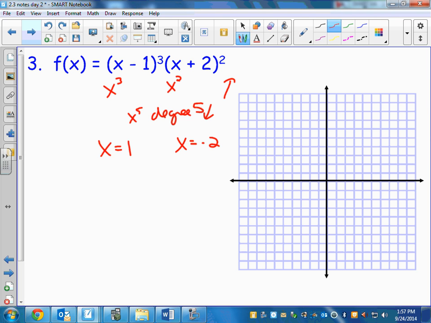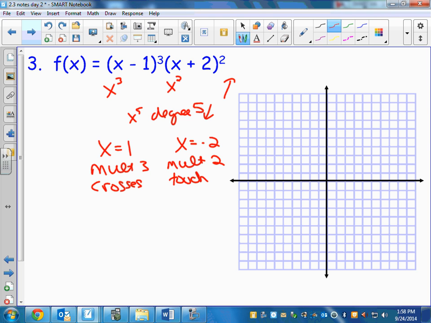Multiplicity. Multiplicity is the power that's up here. So since there's a 3 there, I know there's a multiplicity of 3. What does that tell me? It tells me that when it crosses, it's going to flatten out like x cubed. And because it's odd, I know it's going to cross there. At -2, it has a power of 2 on it, which means it has a multiplicity of 2. Touch. And because it's even, that means it's only going to touch the x-axis there. It's not going to cross the x-axis.